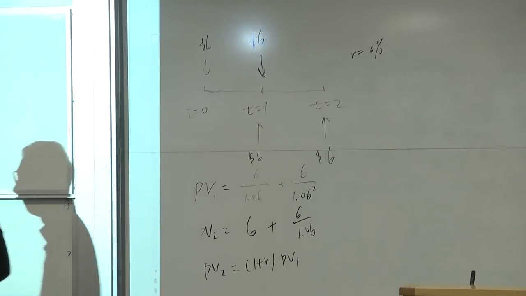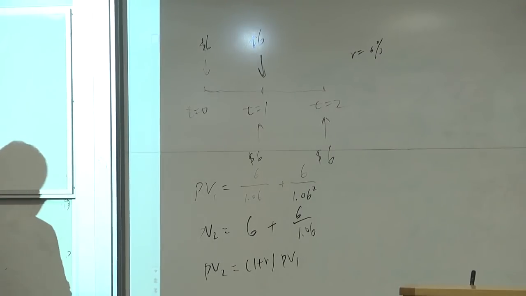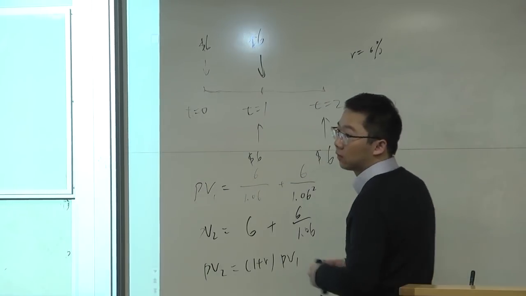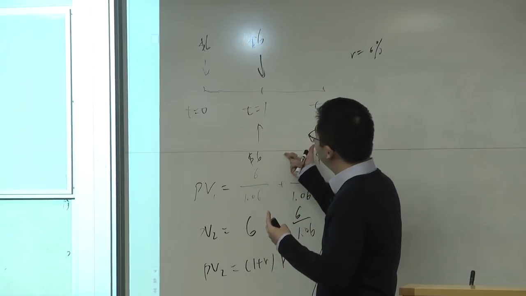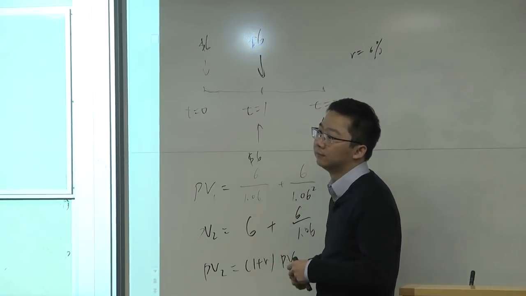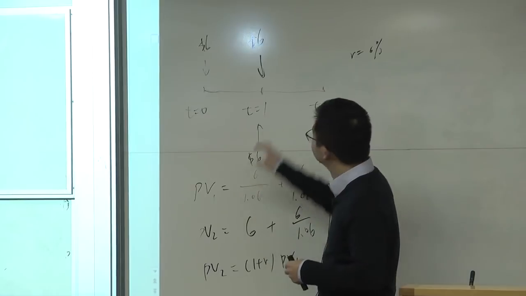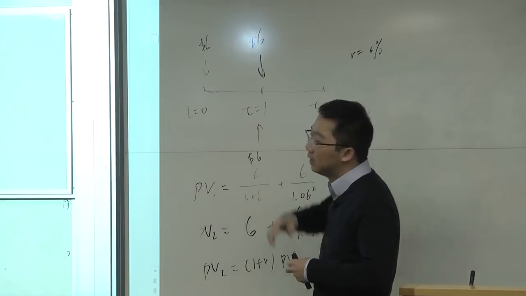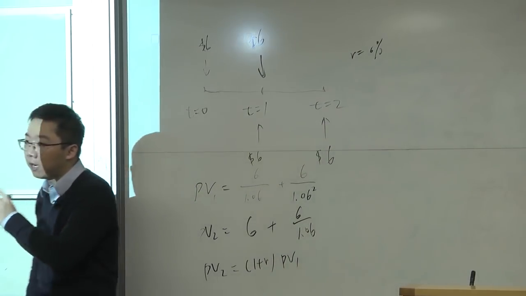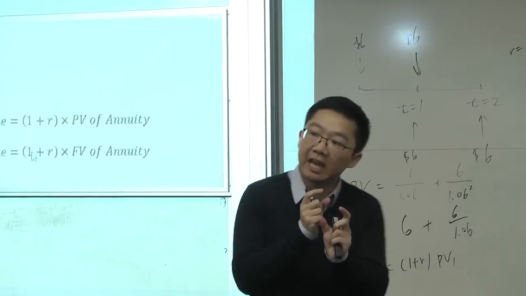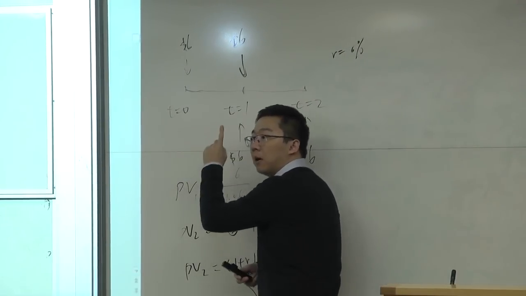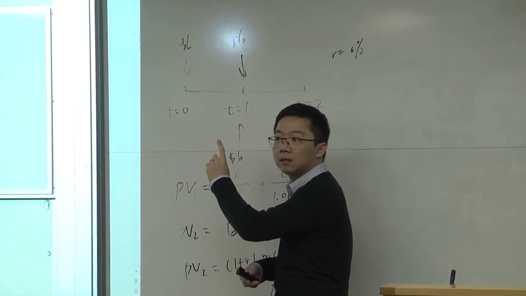Confused about annuity due, right? It's just the 6 plus 6 over 1.06, and you don't do a third cash flow. There's no third cash flow. There are only 2 cash flows. Annuity due and the comparable ordinary annuity have the same number of payments, but they happen at different points in time. So we just move each payment forward by 1 period, right?